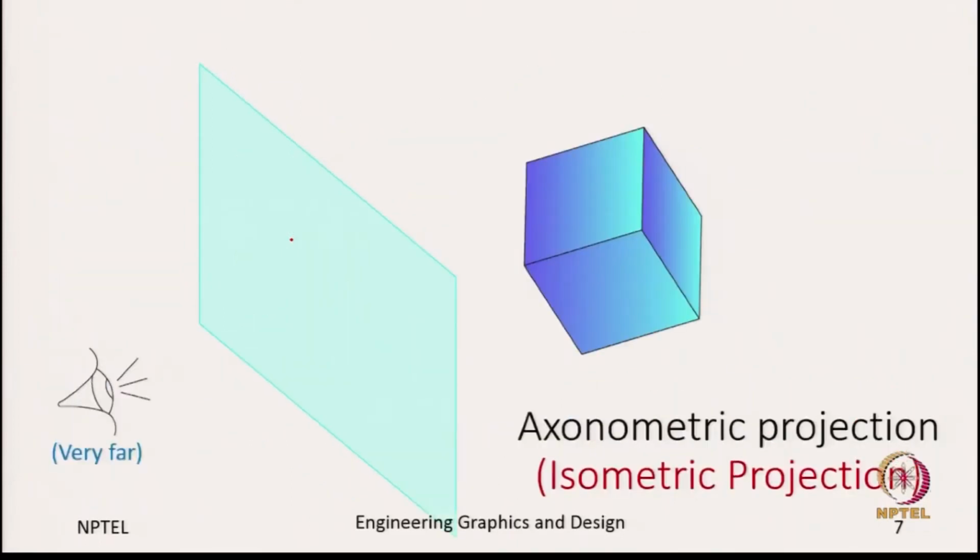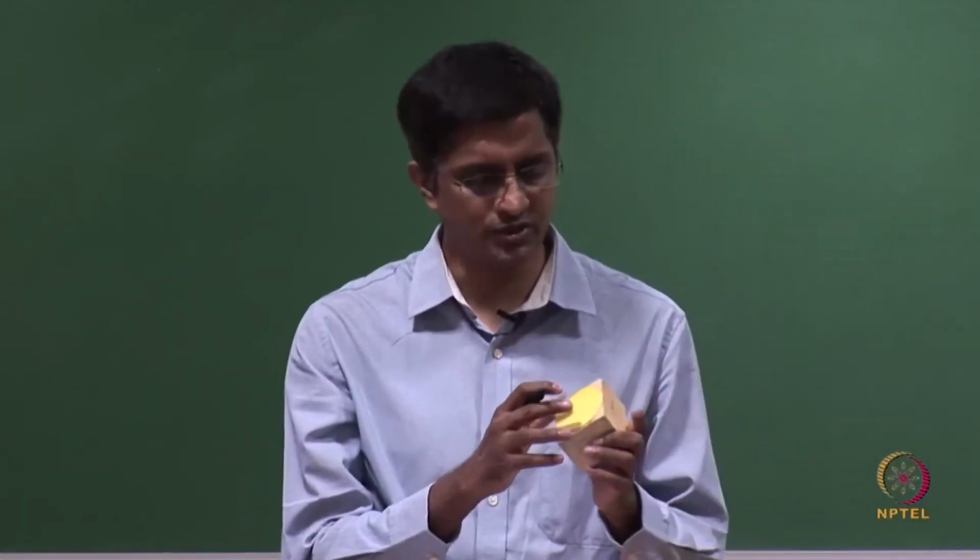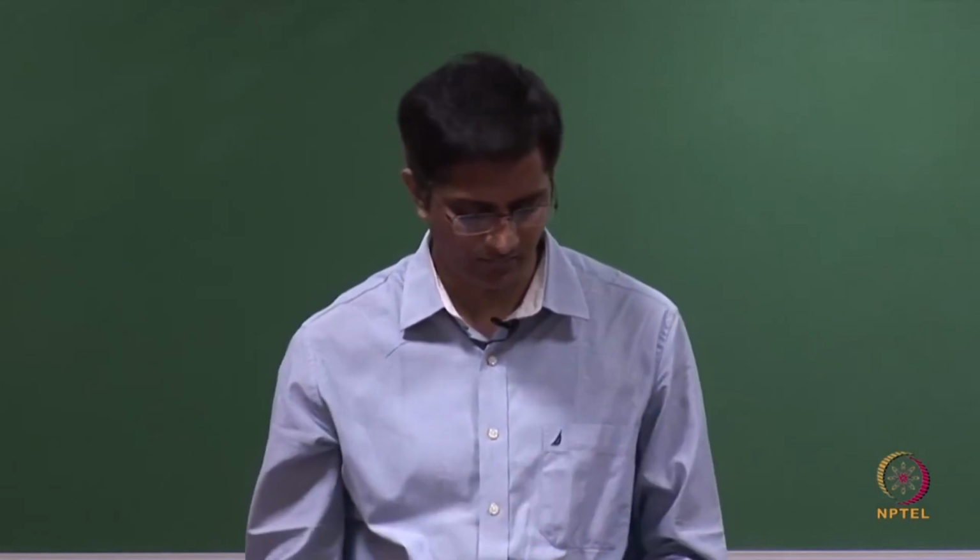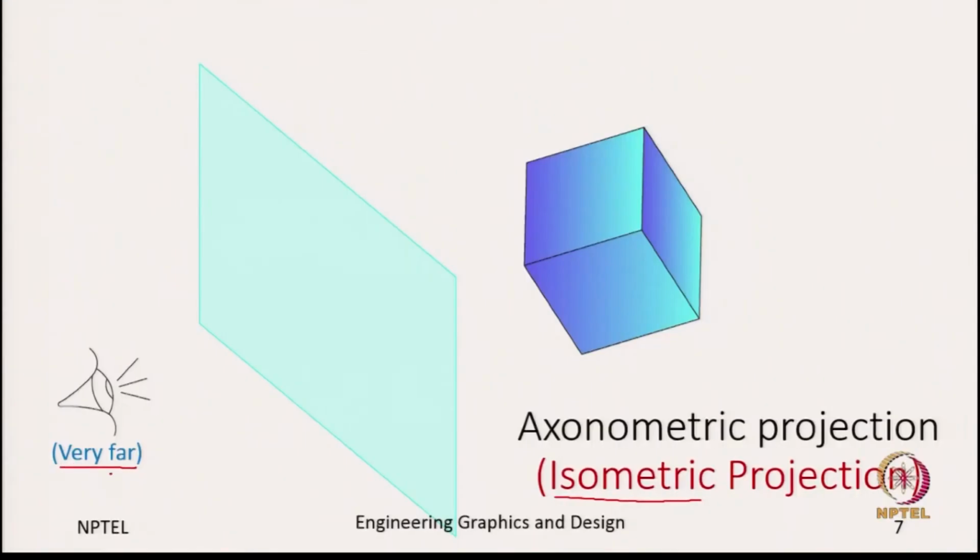So, the other category is what we call axonometric projections. There are multiple axonometric projections, it is again a group of projections, but most commonly used in engineering practice is the isometric projection. What we mean by this is, like previous multi-view projections, we again say that the observer is very far, which means the projectors are all parallel.